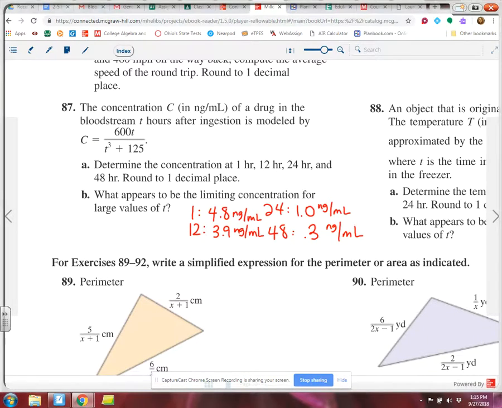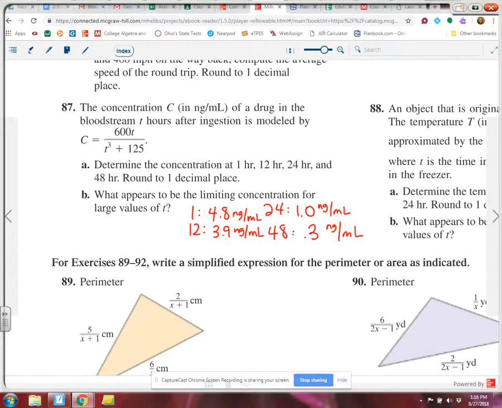Okay, part B. What appears to be the limiting concentration for large values of T? As T gets bigger and bigger and bigger, what's going to happen? Keeps going down. And what's it going to go down to? 0. Eventually, you have nothing left in your bloodstream as far as that drug is concerned. Does that make sense, everybody? So 0 would be the limiting value. Any questions about that? Yep, just 0.